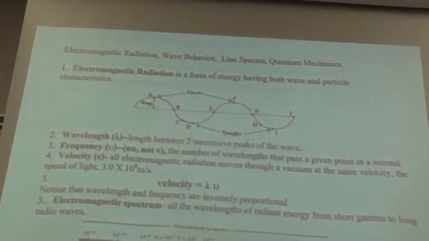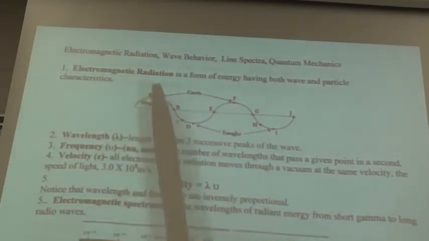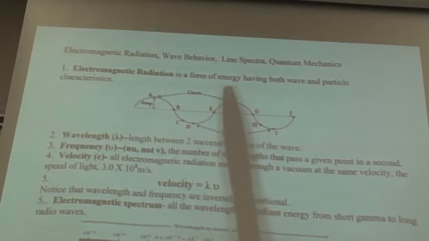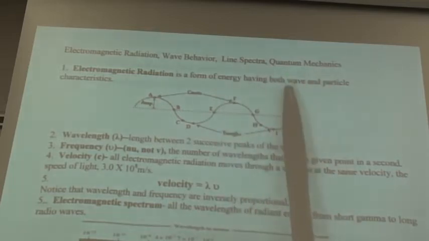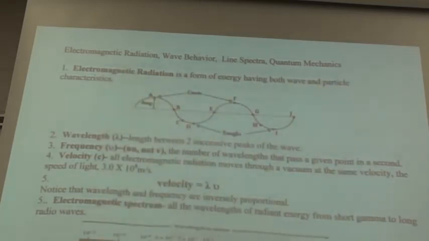Okay, here we go. We are starting atomic theory, and you can't start atomic theory without talking about electromagnetic radiation. Why? Just a minute and I'll tell you. So, first of all, electromagnetic radiation is a form of energy, and the reason why we're talking about it right now is because it has both wave and particle characteristics.